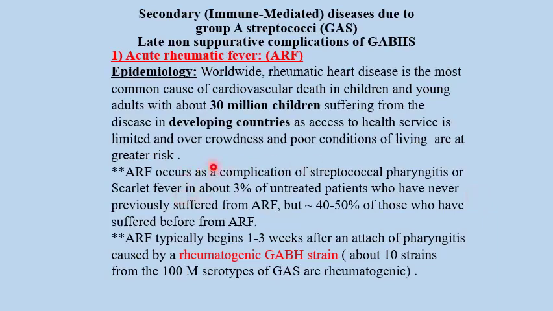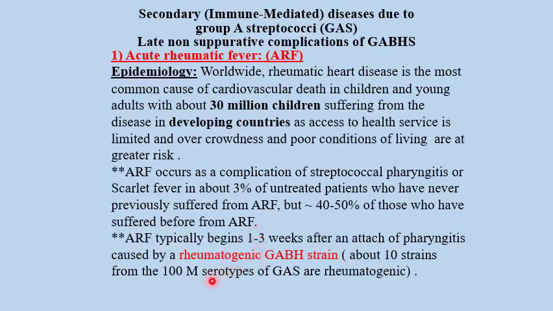So why are only 3% caused by rheumatic fever? We will understand this now. Acute rheumatic fever typically begins 1 to 3 weeks after an attack of pharyngitis. Caused by what? Caused by rheumatogenic group A beta hemolytic strain. What does it mean, rheumatogenic group A beta hemolytic strain?